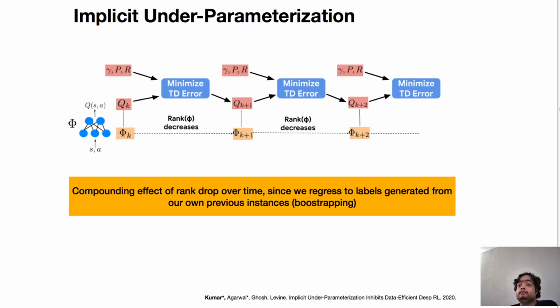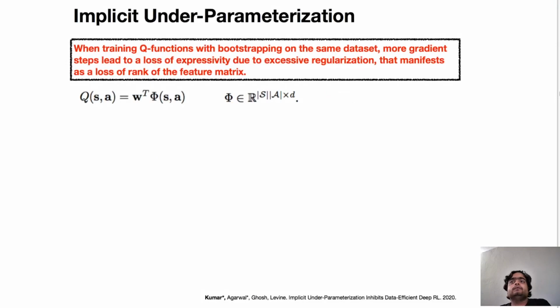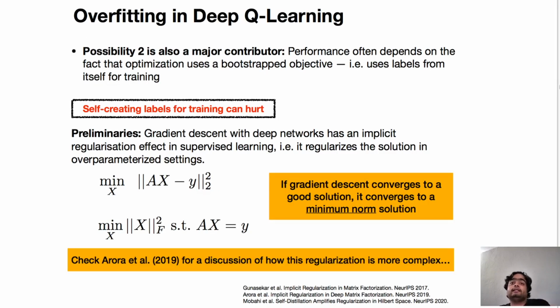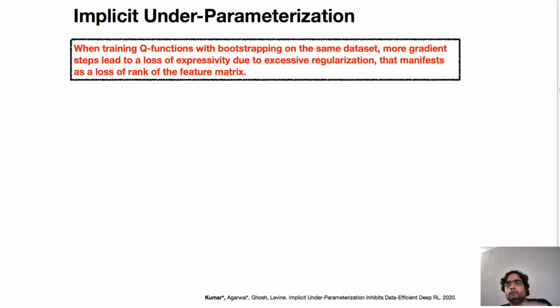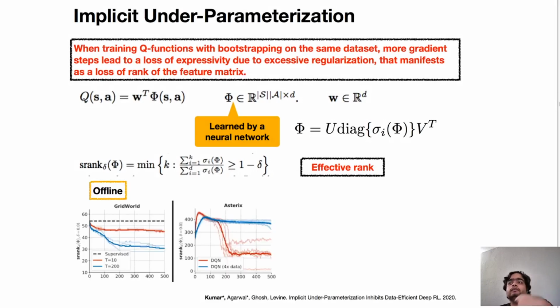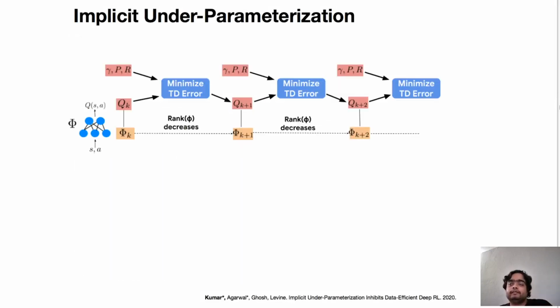Why is this effect compounding, or why is this effect excessive over time? It's because we are doing bootstrapping. We are generating labels, or the target values for Q function regression, using a previous instance of the same network. So let's go back to the original phenomenon that we talked about earlier with regard to gradient descent, where we looked at how gradient descent can give you regularized solutions, as we saw on this slide, and apply this principle inductively over and over. You are basically solving a sequence of supervised learning problems where your target labels are generated from your own previous instances of the network.